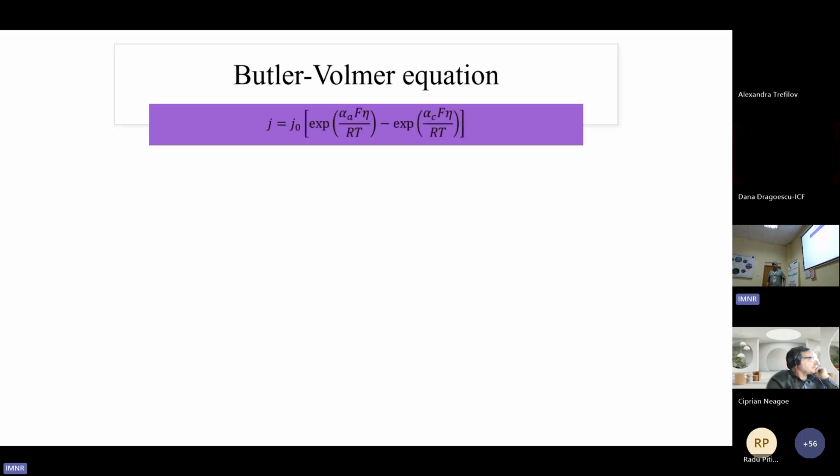Next, I simulated the Butler-Volmer equation to determine the constant alpha, which gives us the symmetry of the process, and J0, which is basically the speed of the electrons during the detection process.